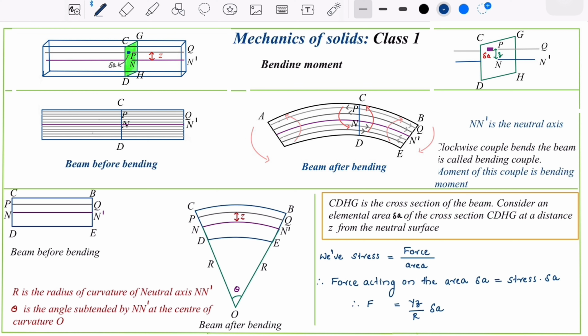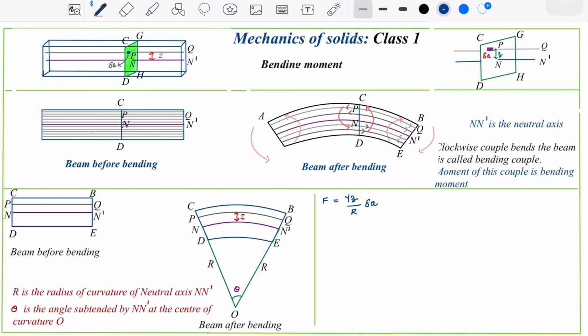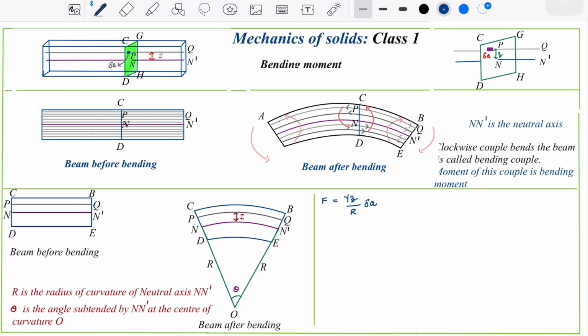Already we have determined the stress as YZ by R. Therefore, the force acting on that small area delta A when the beam undergoes bending is YZ by R into delta A. Now let us find out the moment of the force. Moment of the force means force into distance. Here the distance is taken from the neutral axis. So it is actually the moment of the force about the neutral surface. The moment of the force about the neutral surface is equal to force into perpendicular distance. We have the force acting on the area delta A is YZ by R into delta A.